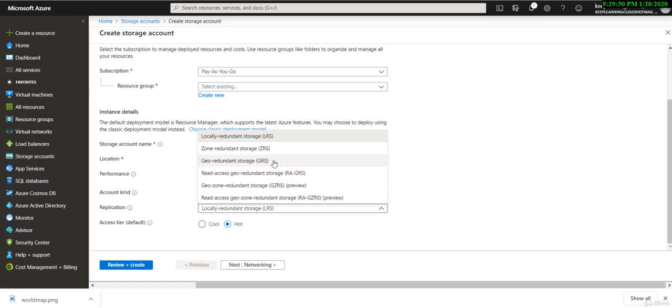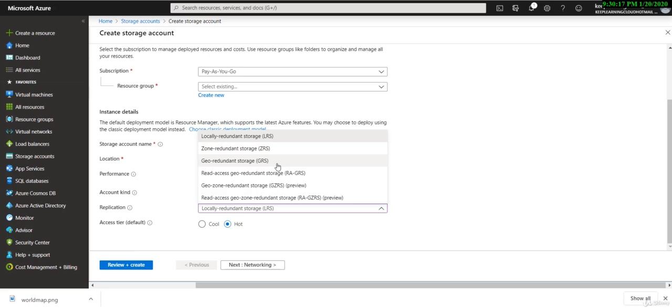Both the primary and secondary regions manage replicas across separate fault domains and upgrade domains within a storage scale unit. The storage scale unit is the basic replication unit within the data center. The replication within the data center, as we know, is provided by LRS.